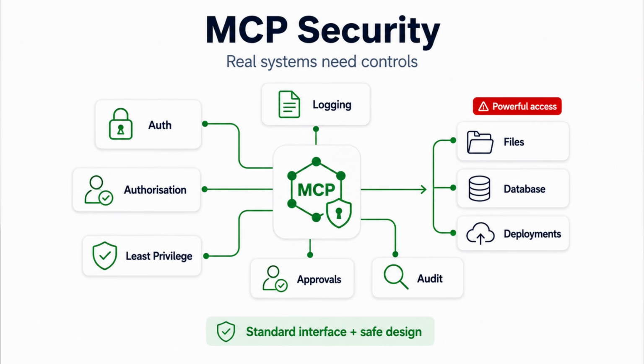But once again, security becomes extremely important because MCP interactions may expose sensitive systems and powerful actions. So if an agent can read files, access databases, or trigger deployments, then organizations need authentication, authorization, logging, and least privilege control. So the simple way to remember MCP is this: MCP helps agents connect with tools and context through a standard interface, but because these tools can interact with real systems, security design becomes just as important as the interaction itself.